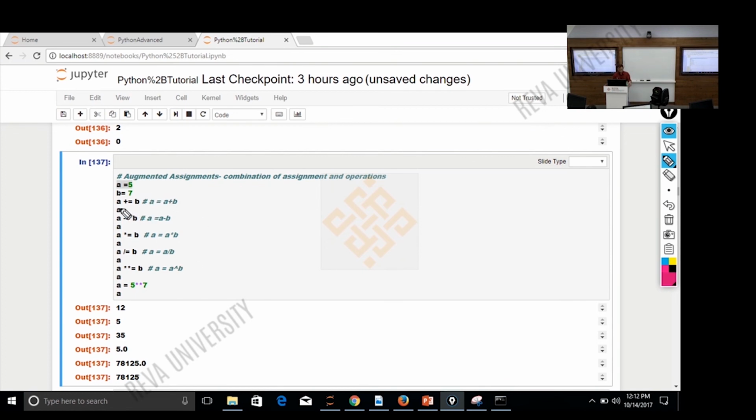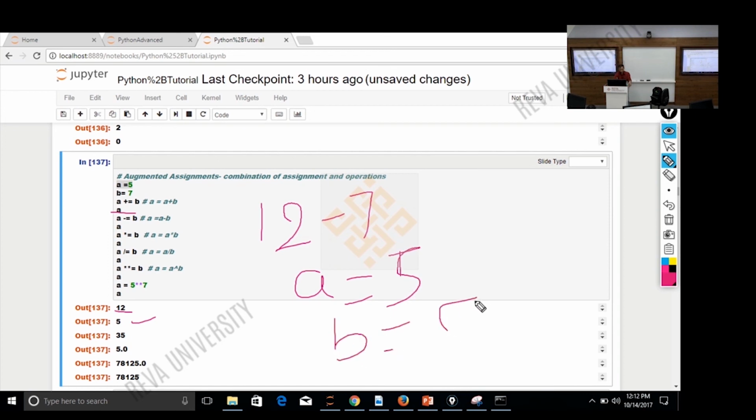So I think this is where A becomes 12, that's what the output is. Then 12 minus 7 is 5. And then what is the value of A? A continues to be 5, B continues to be 7 now, and then 35, and then A times, sorry, over here, right? Yeah, 35 divided by 7 is 5, right? And so on and so forth, right?